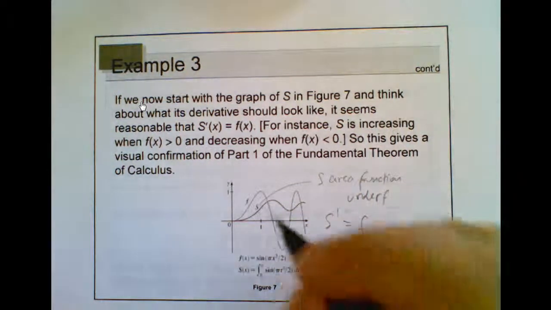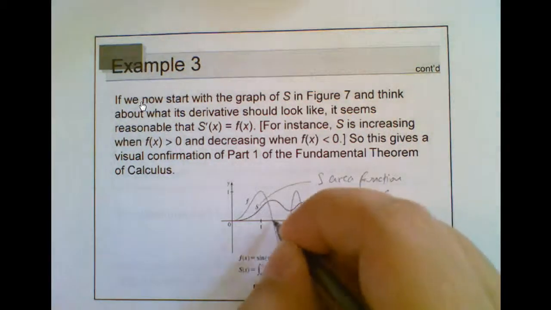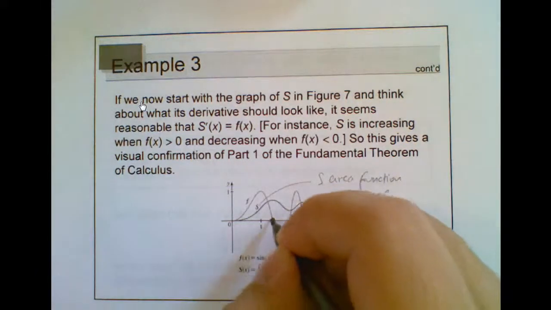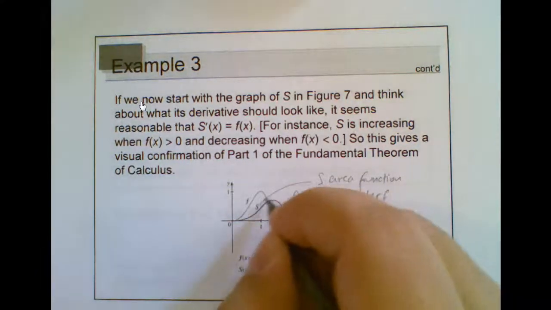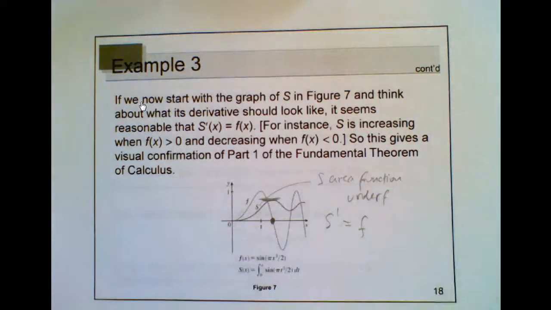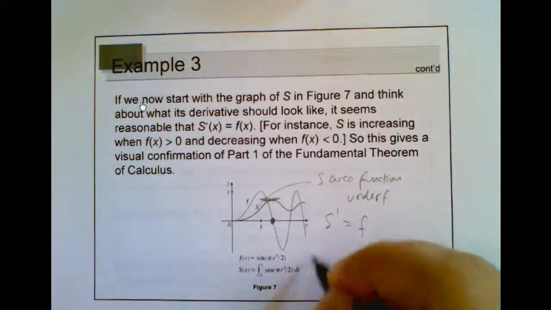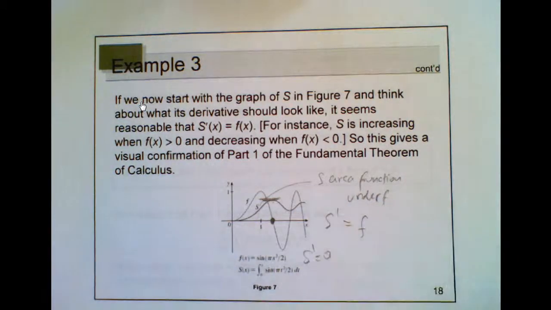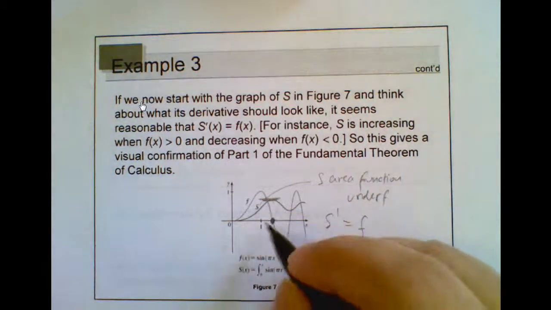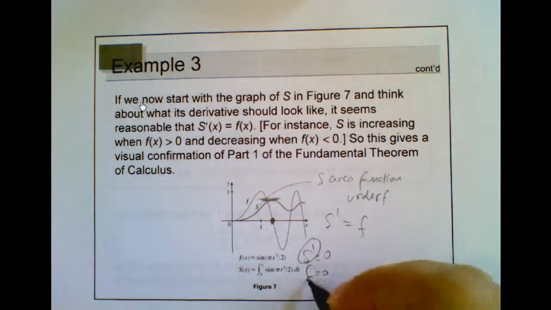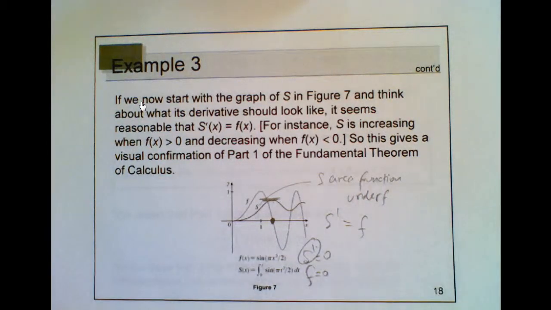So for example, right here, F has a 0. Because F has a 0, and you have S right here with a maximum, you know that S prime is 0 when we have a maximum, and therefore F has a 0 right there. So I know that S prime is F and not the other way around.